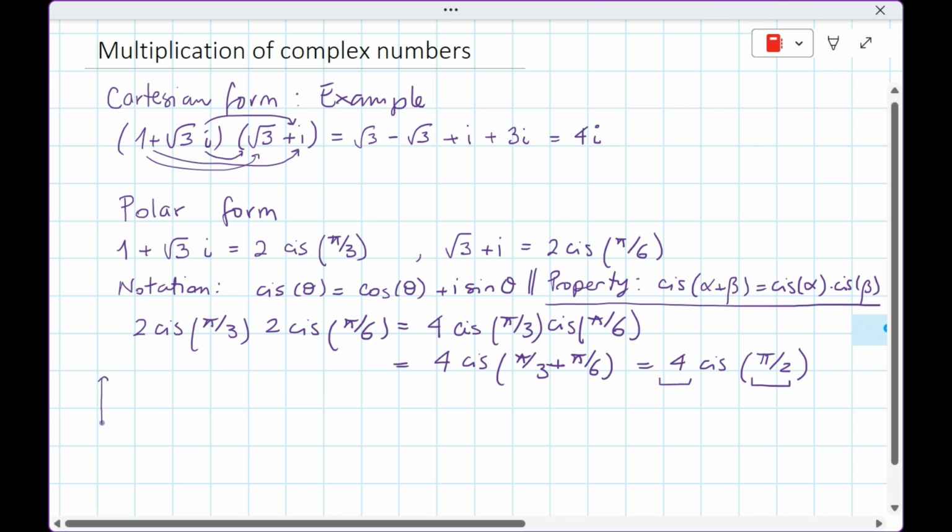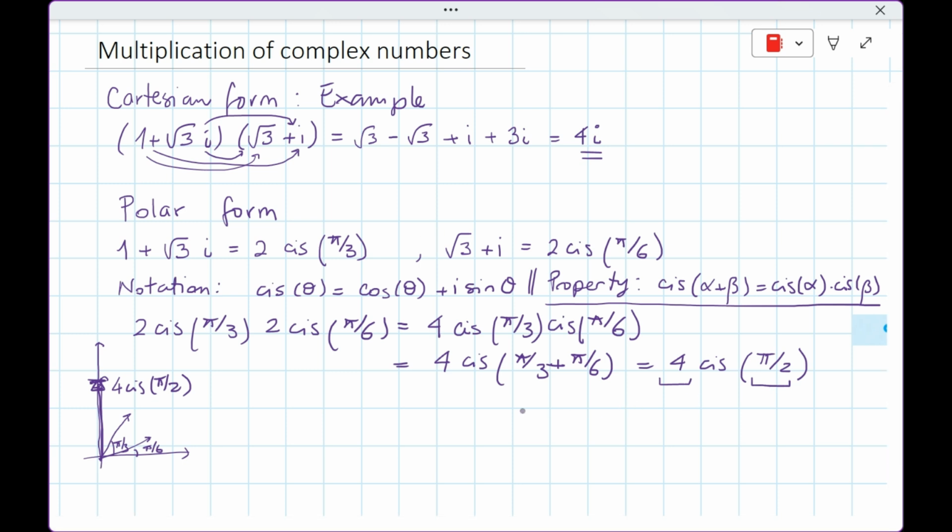So I had over here two complex numbers that I'm going to draw very quickly. One of them was like this with the angle pi over 3, and the other like this with the angle pi over 6. And then I'm going to get a new complex number that actually lives here. That is the complex number 4 cis of pi over 2. But wait a minute, this should be the same as 4i, because we found the product in a different way, and that was what we got.